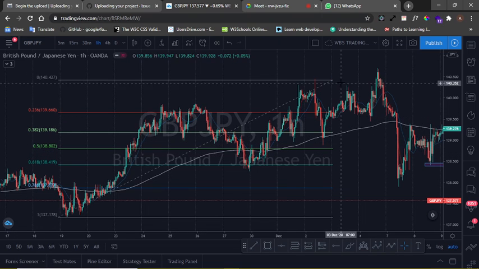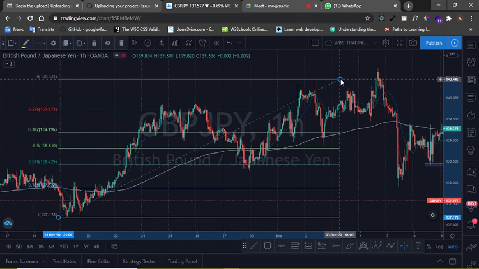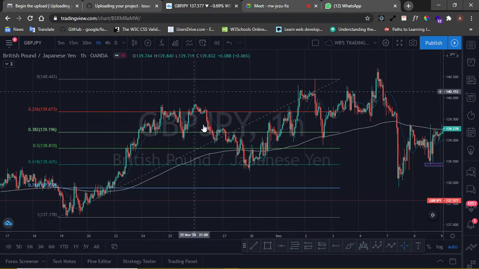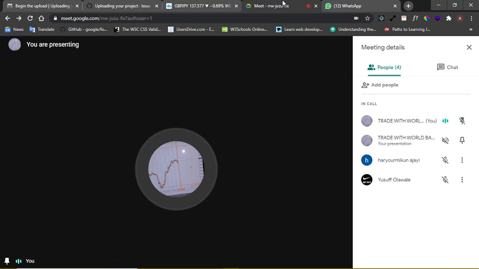So I believe I've been able to cover Fibonacci, because I don't think I've talked about Fibonacci in most of the classes. So let me know if you have any question.